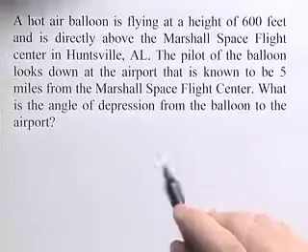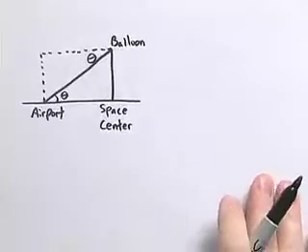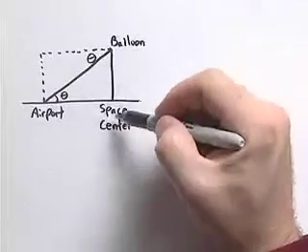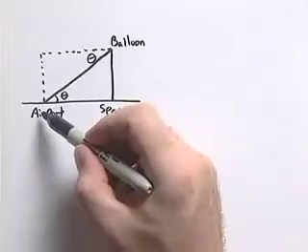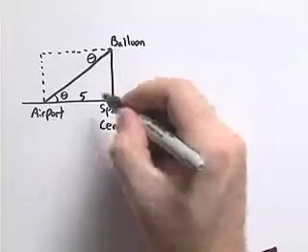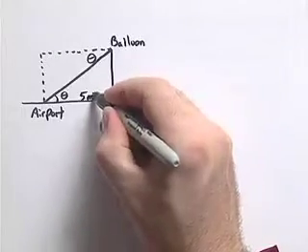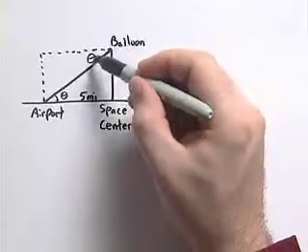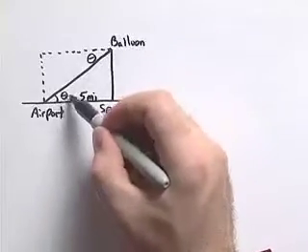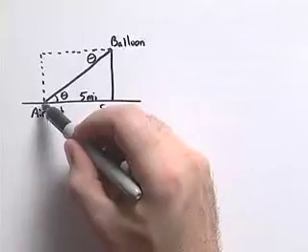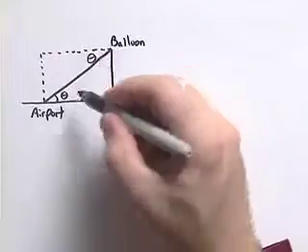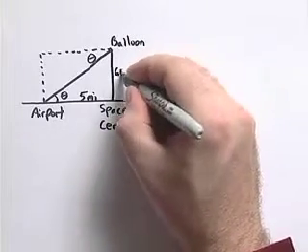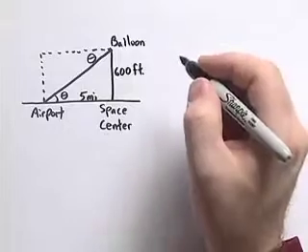For this problem, we're going to need a diagram. In our diagram, we're going to form a right triangle. We're going to have the balloon above the Space Center. We're going to have the airport that's a distance of 5 miles from the Space Center. The angle of depression is theta, and from geometry we know that this is also equal to the angle of elevation if we were at the airport looking up to the balloon. So we've got this right triangle here. We also know that the balloon is 600 feet above the Space Center.